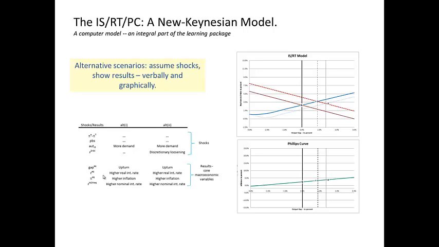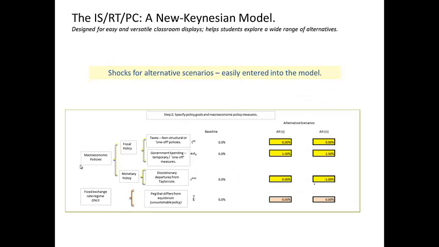Now, as I mentioned, not only in the book is this model implemented, but also on the computer. And we feel that this computer model is an integral part of the learning package. We're sure that you're going to find this model very, very useful to demonstrate a wide range of alternative scenarios. You will be able to assume different kinds of shocks occur, and the model will show results both verbally and graphically. You'll see in just a second, or on the next video, how easy it is to enter shocks for alternative scenarios.